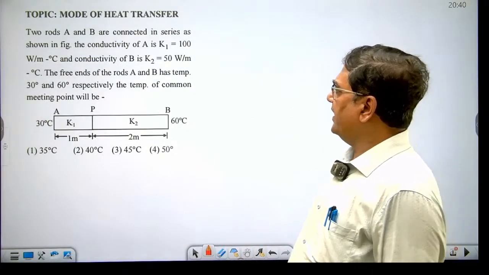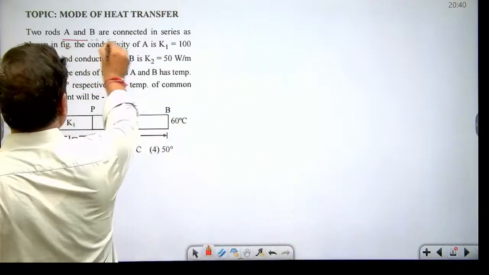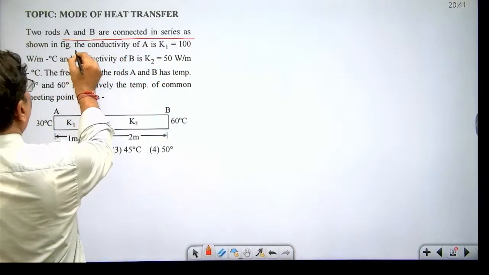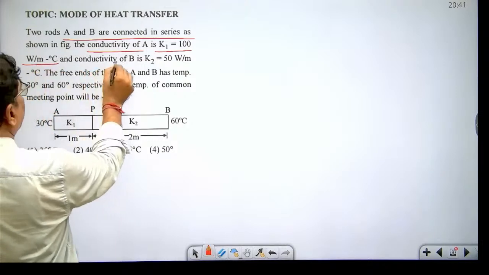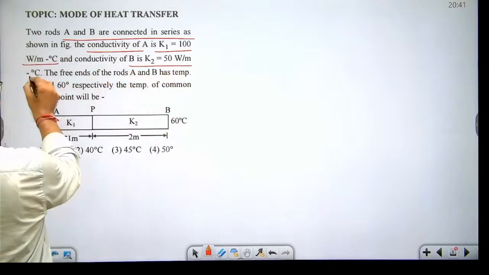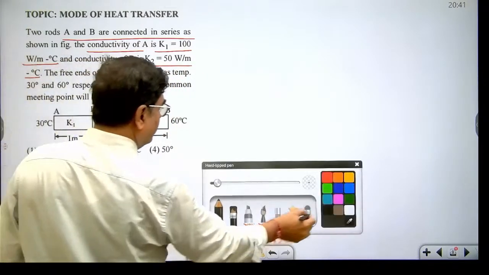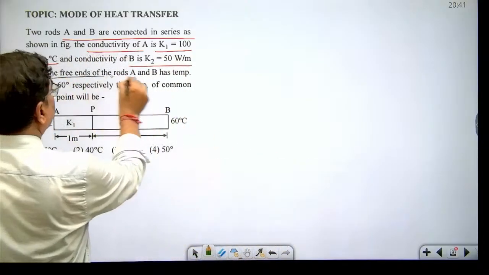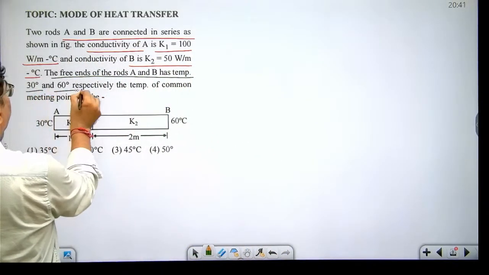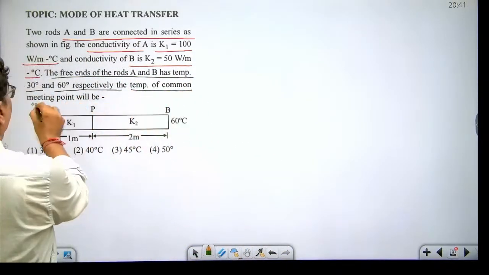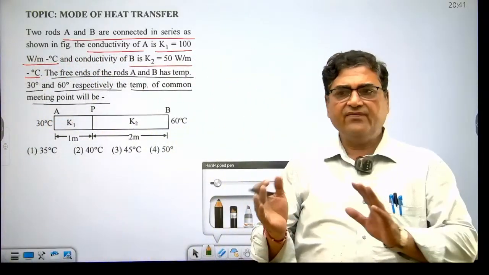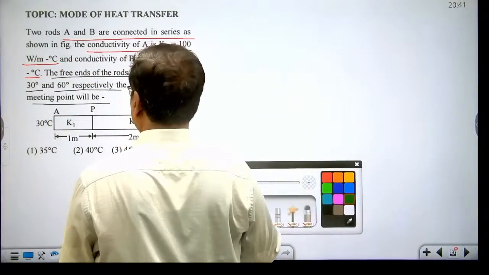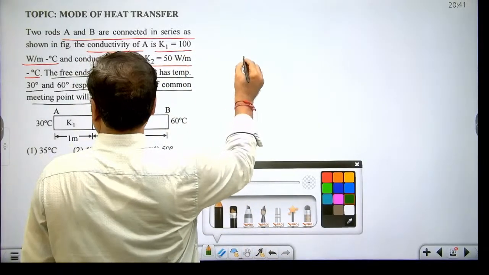Two rods A and B are connected in series as shown in the figure. The conductivity of A is K1 equal to 100 watt per meter degree centigrade and the conductivity of B is K2 equal to 50 watt per meter degree centigrade. The free ends of rods A and B have temperatures 30 degrees and 60 degrees respectively. Find the temperature of the common meeting point. Dear student, in a series circuit, the heat flow rate remains constant. This is a very good question. So we apply that equation.